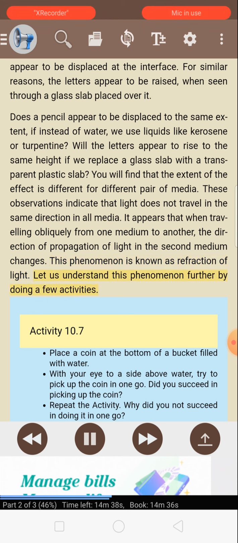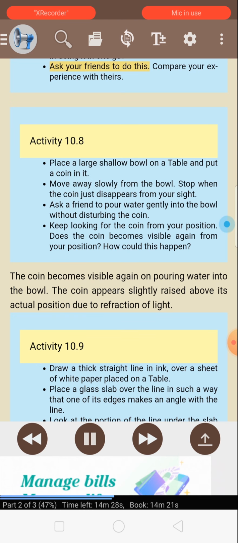Let us understand this phenomenon further by doing a few activities. Activity 10.7. Place a coin at the bottom of a bucket filled with water. With your eye to a side above water, try to pick up the coin in one go. Did you succeed in picking up the coin? Repeat the activity. Why did you not succeed in doing it in one go? Ask your friends to do this. Compare your experience with theirs.